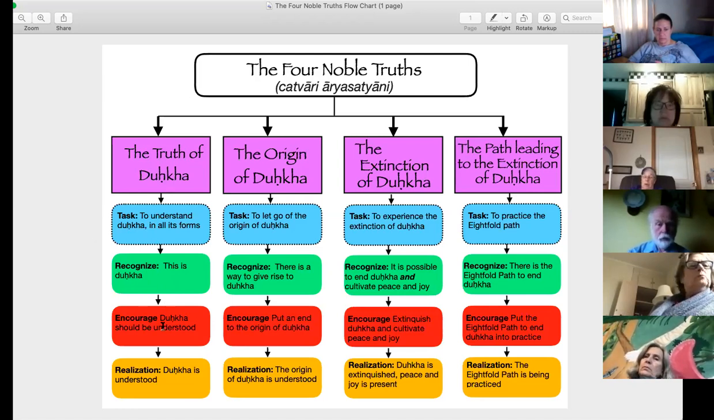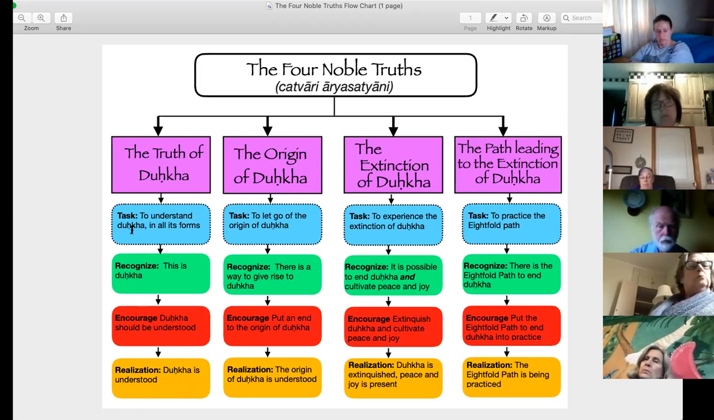Then the third turning, or in the traditional, would be the second turning. We are encouraged to understand dukkha. So in the second or third turning, we are working at getting ourselves encouraged. What do we do to keep ourselves motivated to understand dukkha? And then the third or fourth turning is the realization, so that the task to understand the dukkha is achieved and that dukkha is understood.